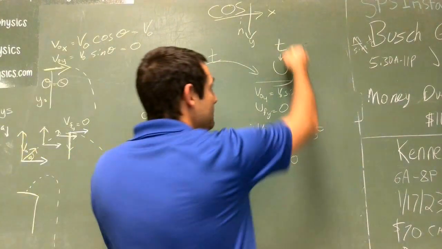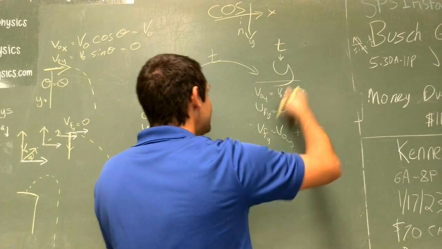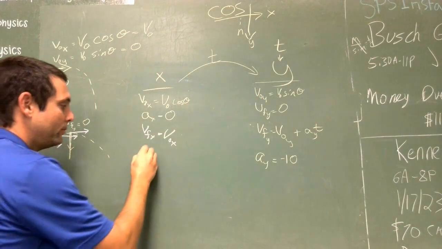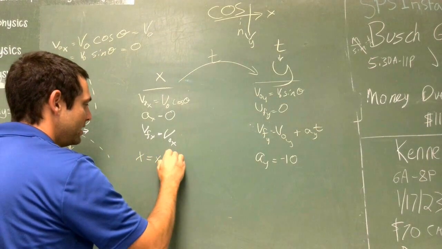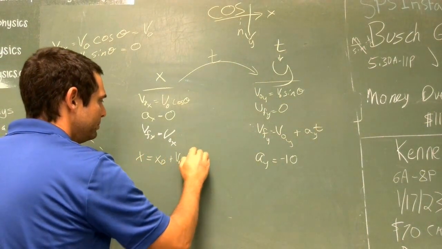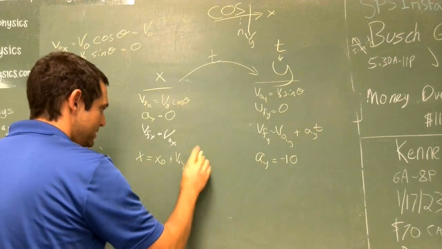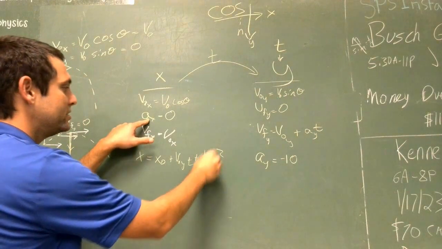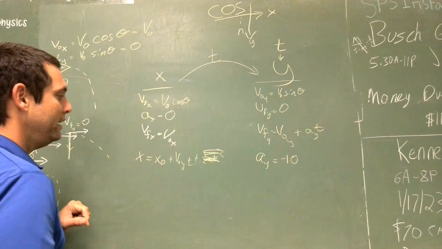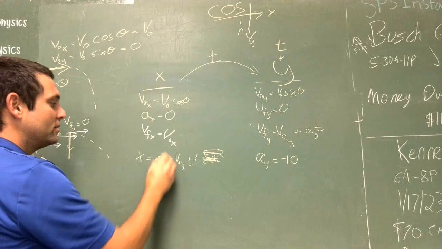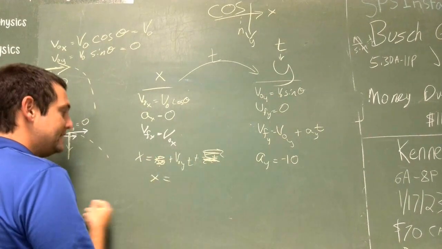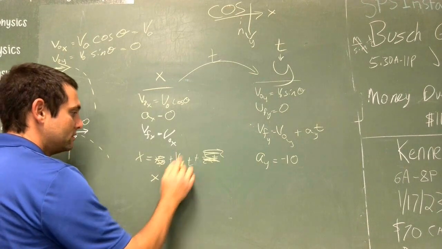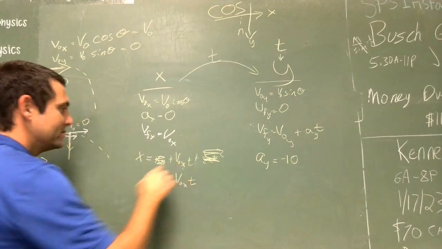Once we find time in the y, then we take that same exact time and we bring it over to the x to find whatever it is we need in the x. If we have x equals x naught plus v naught x t plus 1/2 at squared, the a in the x is 0, so all of that junk goes away. Our starting position is 0, which tells us our distance, or the range that it flies, is v naught x times t. Sorry for that typo.